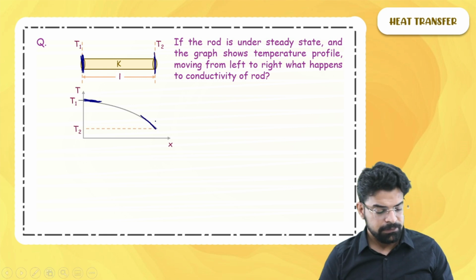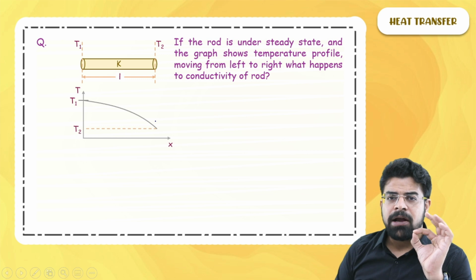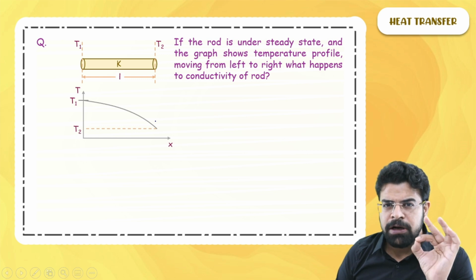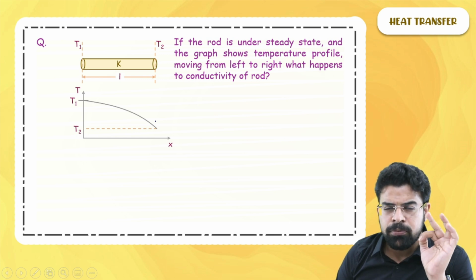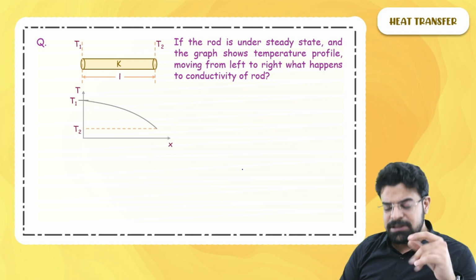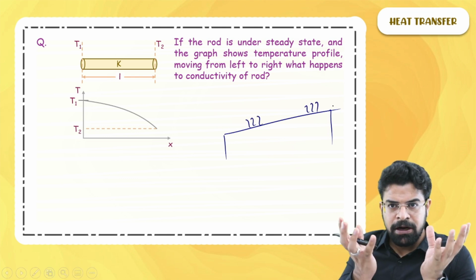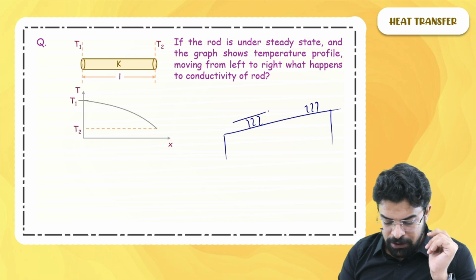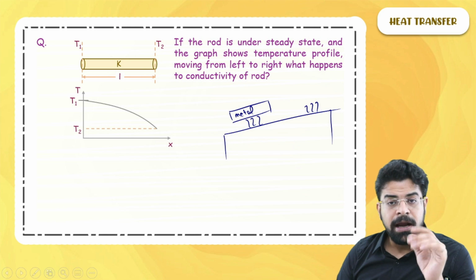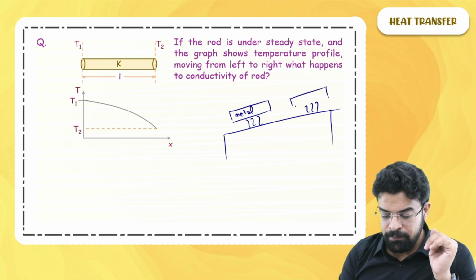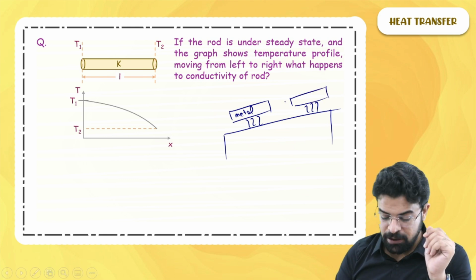faster. Tell me, across which type of material do you find the temperature drop to be more? A good conductor or a bad conductor? I ask this question from students all the time. Think that you have got flame, two burners with flame. On one burner, you have got a metal plate, and on the second burner, you have got an ebonite plate, a non-conducting plate.